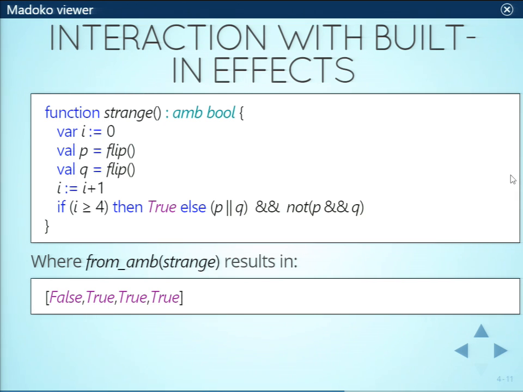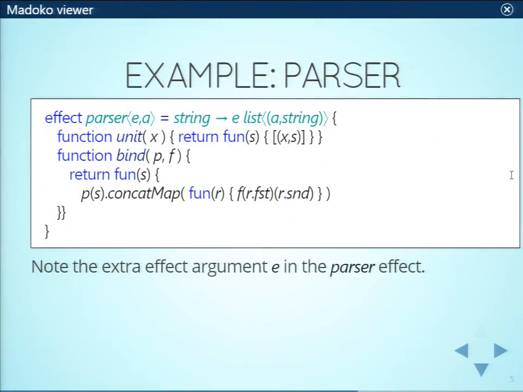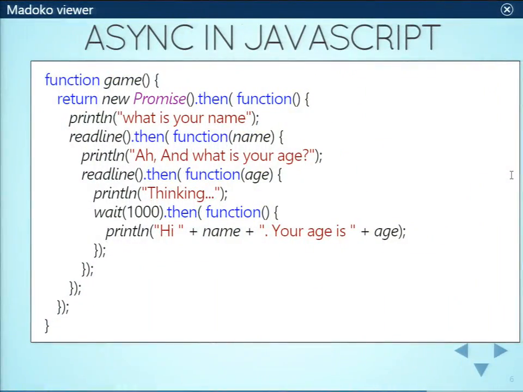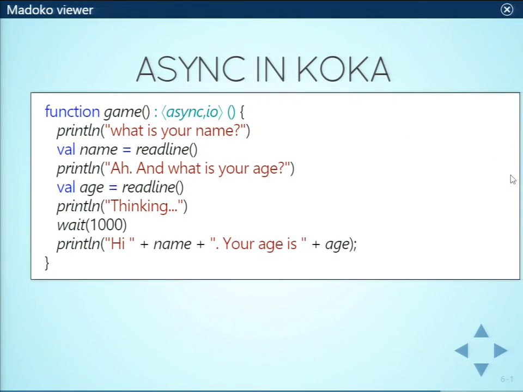I have so little time. I want to show, right, I only have very little time. So let me skip the parser. You can make parsers, of course. But I want to do the async, the JavaScript one. So this is how you write it in JavaScript. And you can write it like this in Koka.